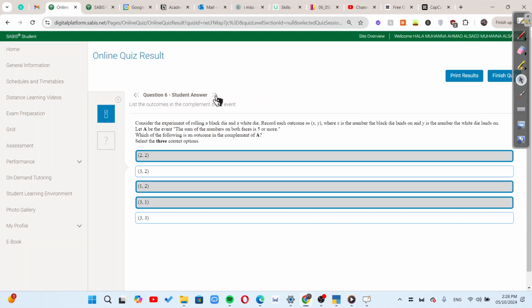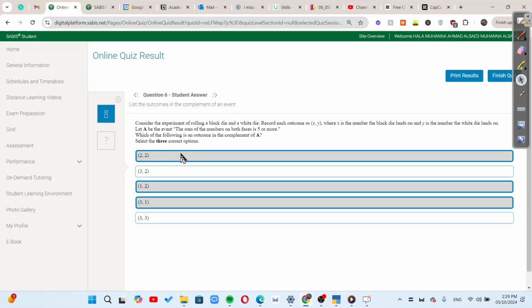Okay, so you rolled a black and a white die, and you recorded your outcomes where the black die lands on X and the white die lands on Y. X is black and Y is white. They want the event A to be the sum of the faces being 5 or more. Complement also means exclusive. So you want any option where the sum is not 5 or more. You want it to be less than 5. So you have to add all your x and y's and see which ones are less than 5.